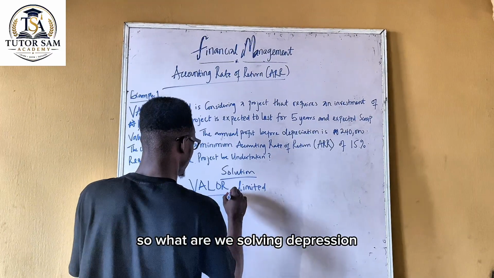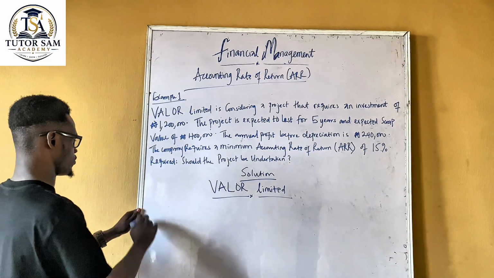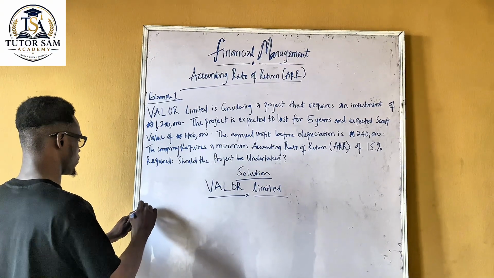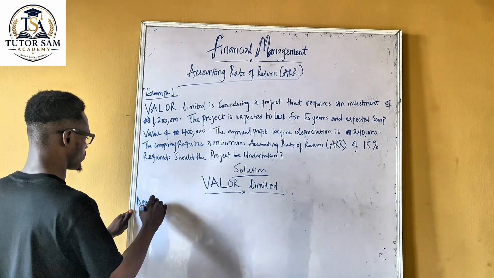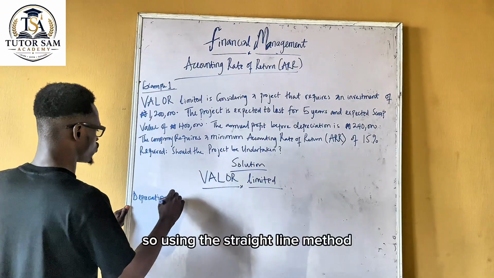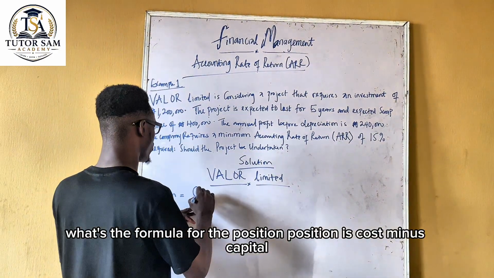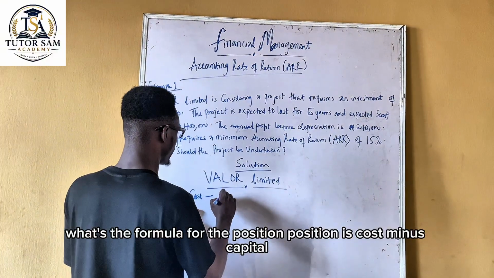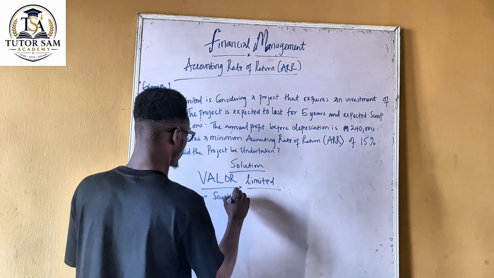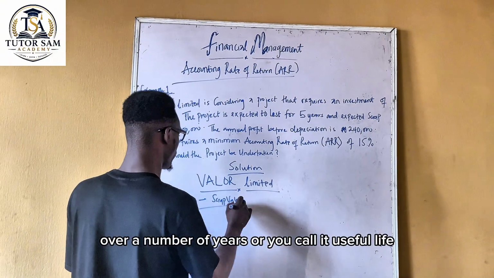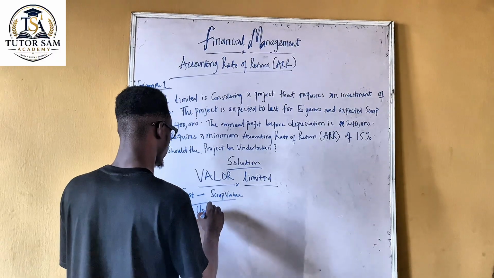So what are we solving? Depreciation. Using the straight line method, what's the formula for depreciation? Depreciation is cost minus scrap value over a number of years. We call it useful life.